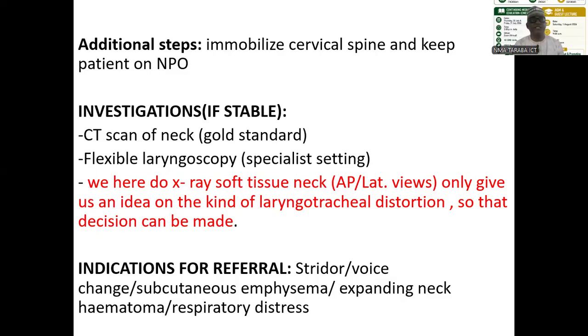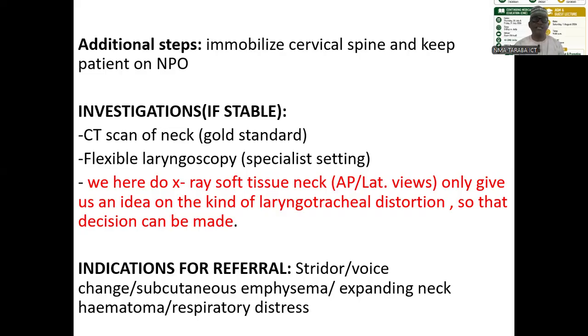Investigation, the gold standard is actually CT scan, but most general practitioners don't have them in their facility. In Taraba State, we don't even have them in our facilities. So what we manage here is X-ray of the soft tissue, AP and lateral, and that only gives us an idea of the kind of laryngotracheal distortion that this patient has so that we can take decision. What we usually do is to do neck exploration.